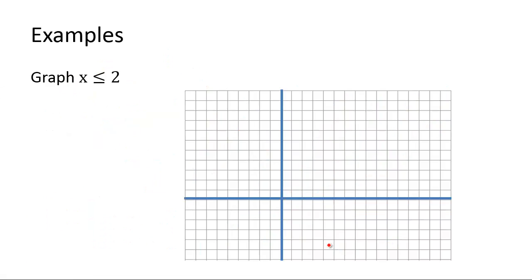Let's try x less than or equal to 2. So again, the line would be x equals 2, which we know is a vertical line, like so. But what kind of line do we draw?